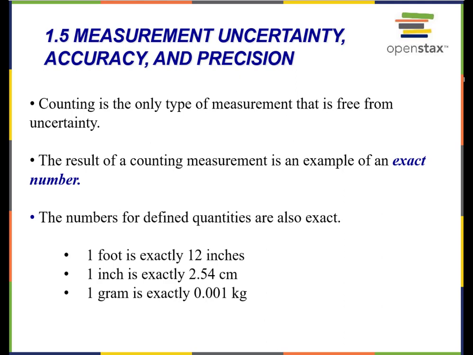So the result of a counting measurement is an example of an exact number. The numbers for defined quantities are also exact. So when we say that 1 foot is by definition defined as 12 inches, then 1 foot equals exactly 12 inches. And the same for all of these other measurements. We can define one quantity in terms of another quantity, and then those numbers inside of that quantity are exact. But beyond that, every other time that we try to take a measurement, there's some amount of uncertainty involved.